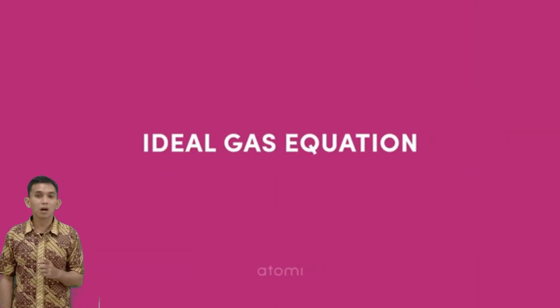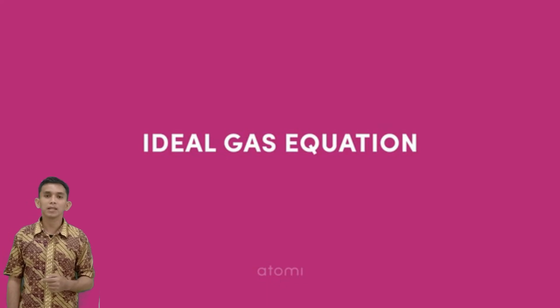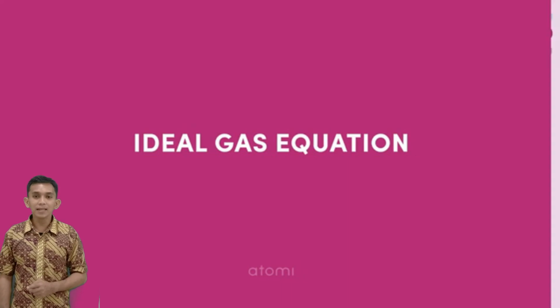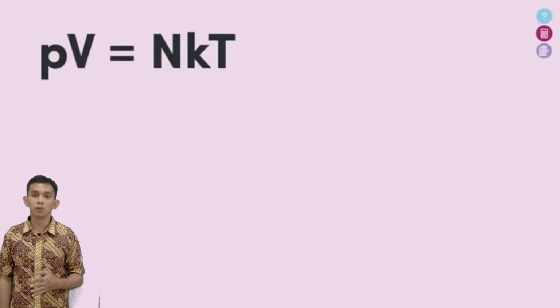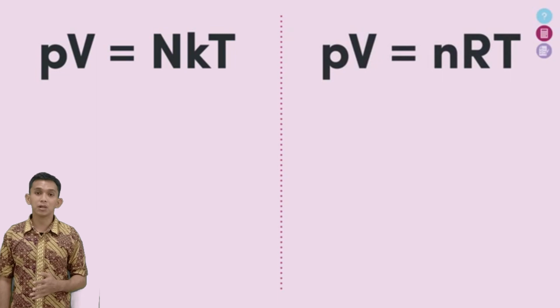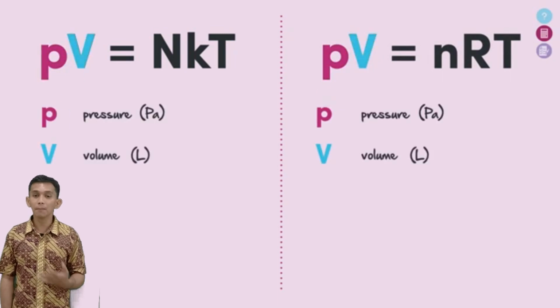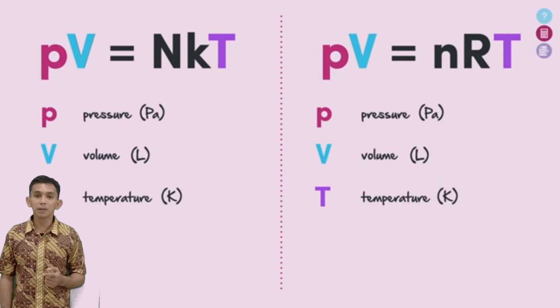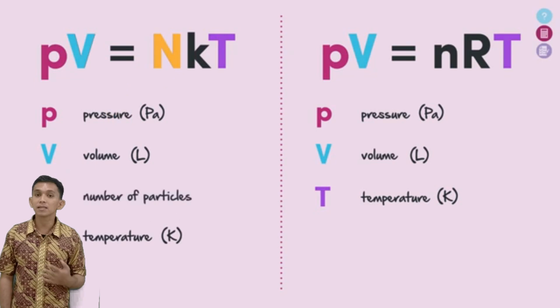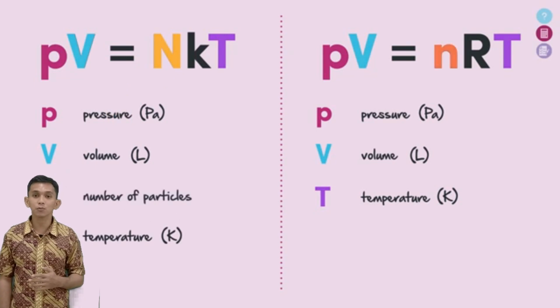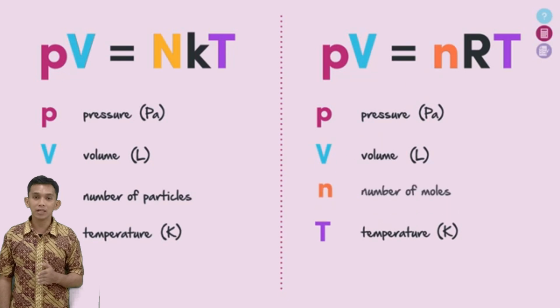Nice! Now that we are all clued up on what an ideal gas is, let's talk about the ideal gas equations. The ideal gas equation can be written in two main ways: PV equals NkT or PV equals nRT. P is pressure, V is volume, and T is temperature. Now for the different parts, the capital N in the equation on the left is the number of particles in the gas, whereas the little n in the equation on the right-hand side is the number of moles in the gas.